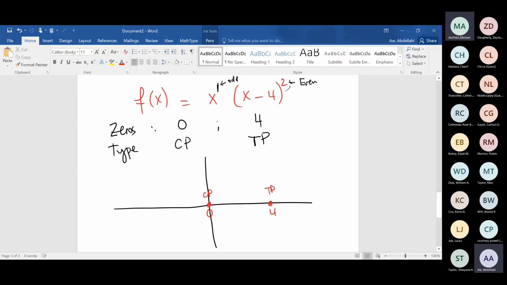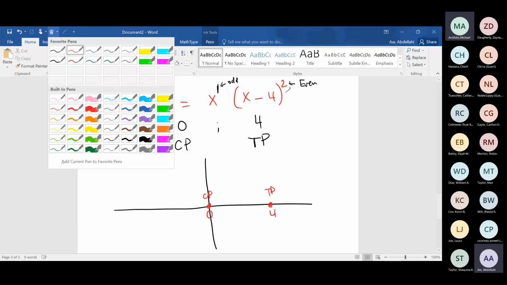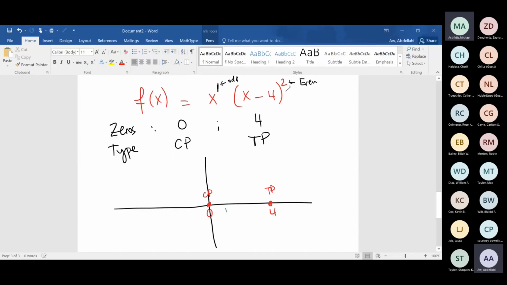Let me test 1. We just want to test one number, and then we're going to use the properties. I test 1. F of 1 is 1 times 1 minus 4 squared, which is equal to 9, positive. So the graph lies above. Now, when I come here, I don't want to test anymore. I'm going to use the property of turning point. Since 4 is a turning point, what's the graph going to do? It's going to rise. The graph will turn, right? As the name says, turning point means the graph will turn back where it came from.